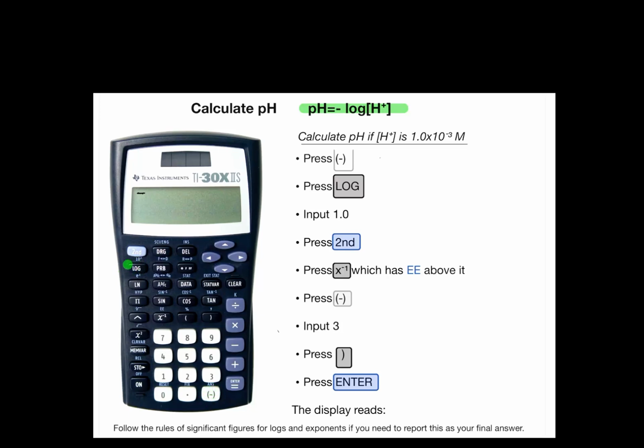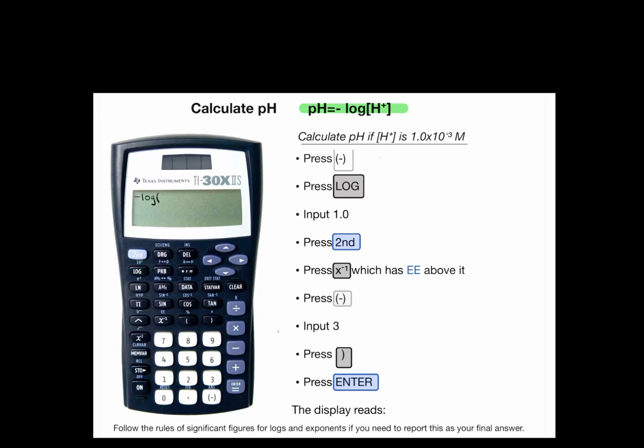Next, I will press the log button, which is found right below the second button. And the log and parentheses will show on the display. Now, input the number 1.0. You don't actually have to put the 0 because your calculator doesn't know it's significant. You know it is, and you can put it if you'd like.